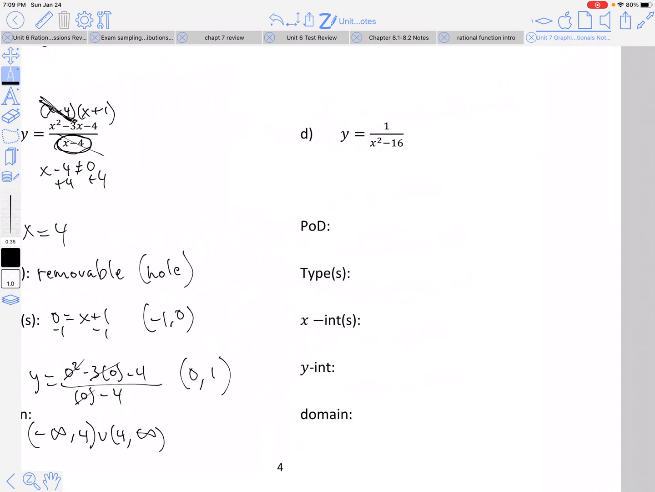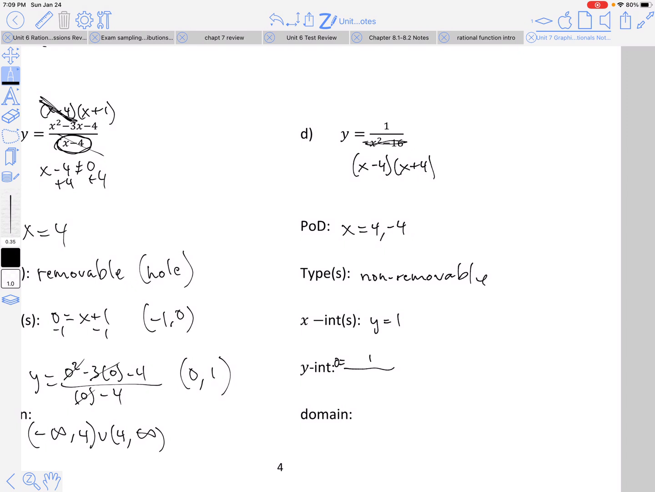Okay, D. I'm going to factor this guy. Alright, so points of discontinuity, I have one at 4, one at negative 4. They're both non-removable. The x-intercept kind of seems like there's not one, because if I try to set the numerator to 0, nothing's going to happen. Okay, now my denominator is how I find my y-intercept.